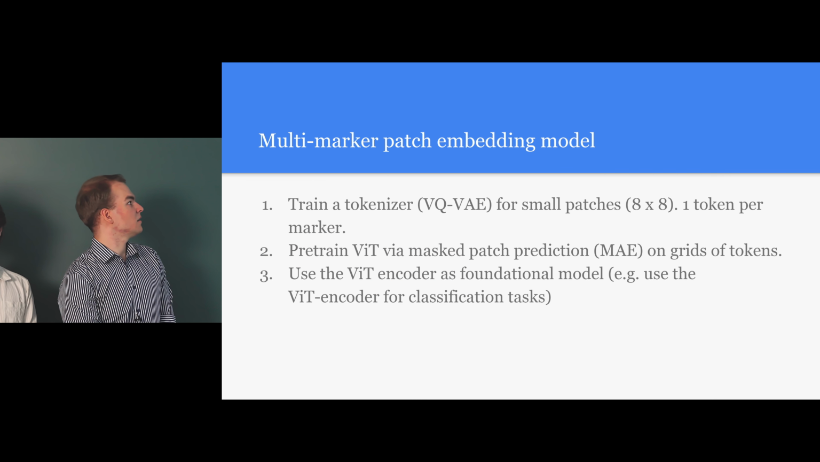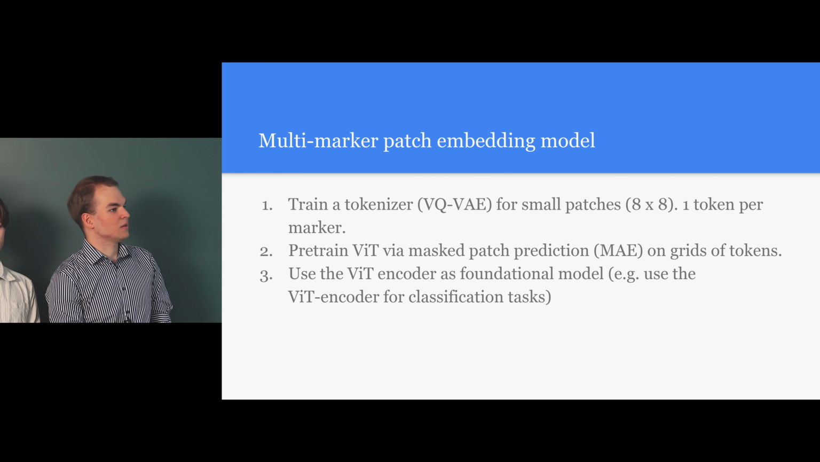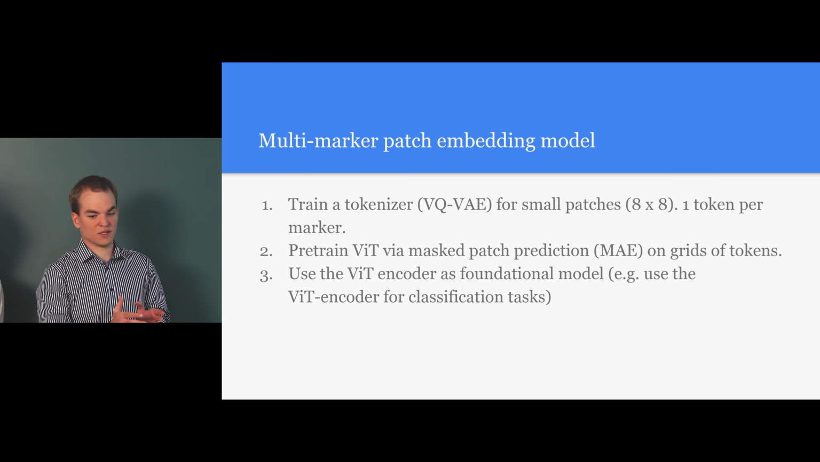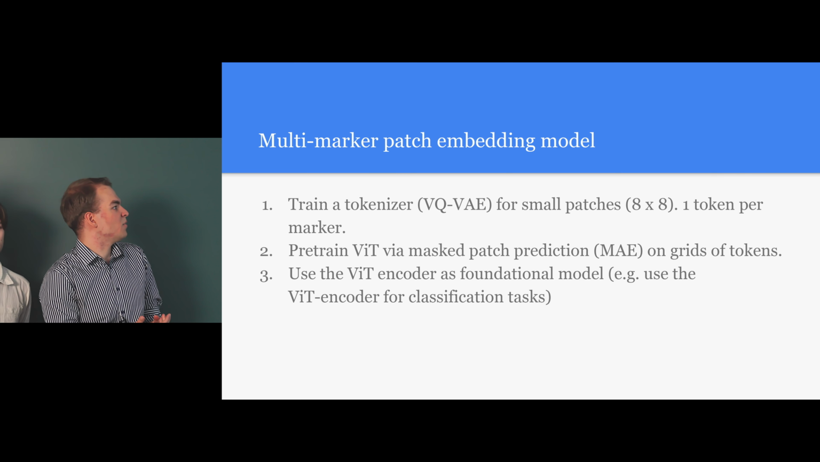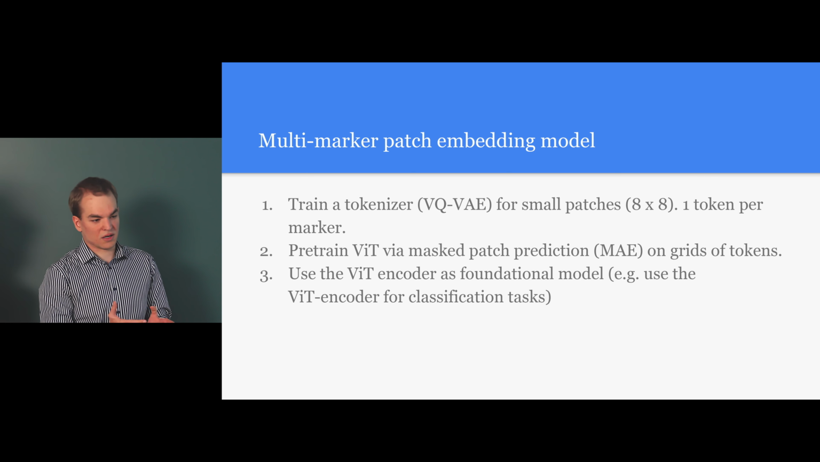As Szymon already said, one part of our project is to create a multi-marker patch embedding model. The idea is that first, at a very small patch level, we train a tokenizer using VQVAE with slight modifications for small patches, like 8 by 8 pixels. And it's marker agnostic, so one token corresponds to one marker. If one image has 40 markers, then there are 40 tokens for the patch.